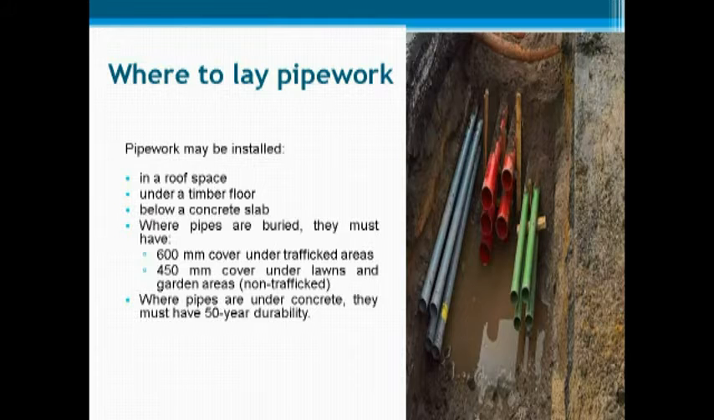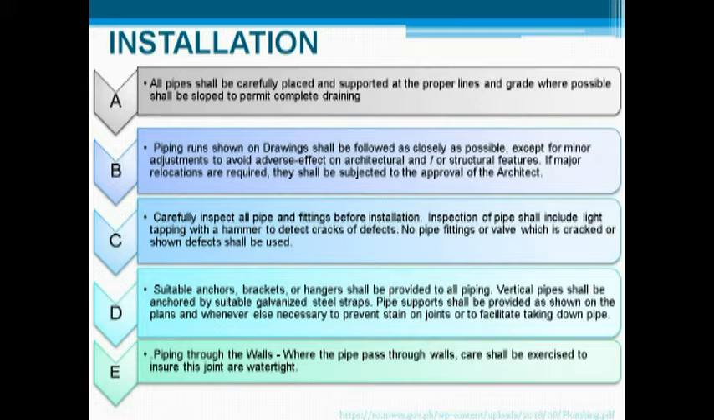So where to lay a pipework? A pipework must be installed in a roof space, under a timber floor, or below a concrete slab. Where pipes are buried, they must have a 600 mm cover under traffic areas and 450 mm cover under lawns and garden areas, a non-traffic area. And when pipes are under concrete, they must have a 50-year durability. So we have a sample installation of pipes.